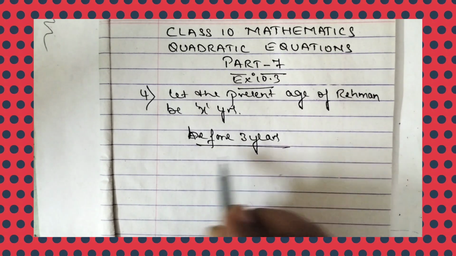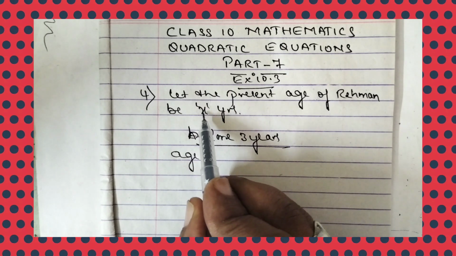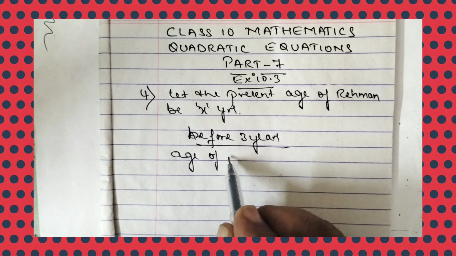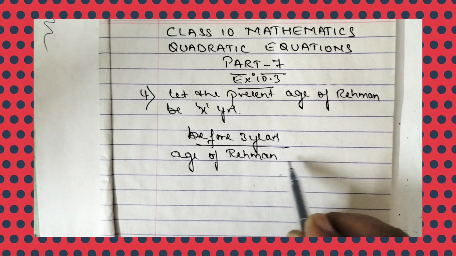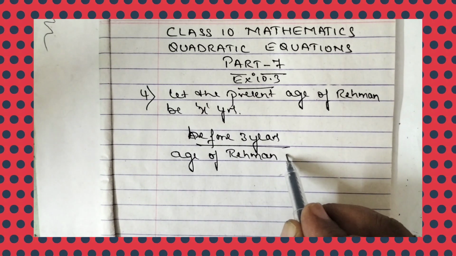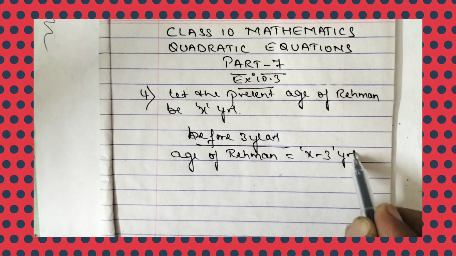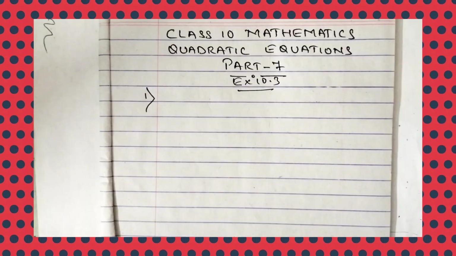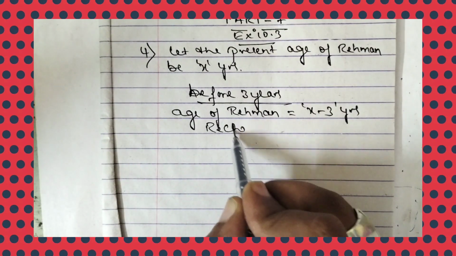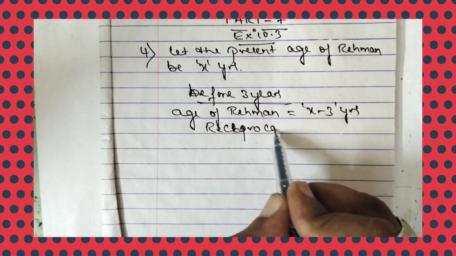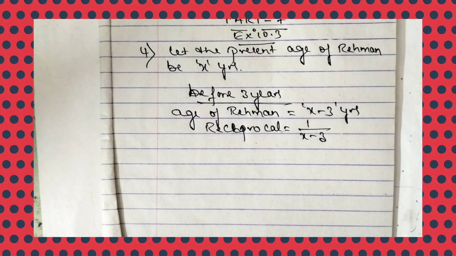Before 3 years. So before 3 years, at present if the age of Rahman is x years, what is the age of Rahman before 3 years? Now if his age is x, before 3 years the age of Rahman is x minus 3 years. And what is the reciprocal of x minus 3? The reciprocal of x minus 3 is 1 divided by x minus 3.